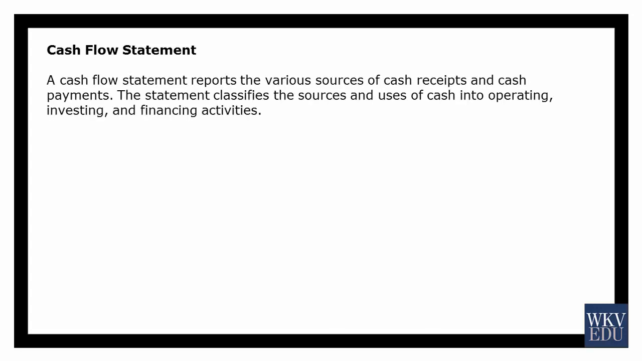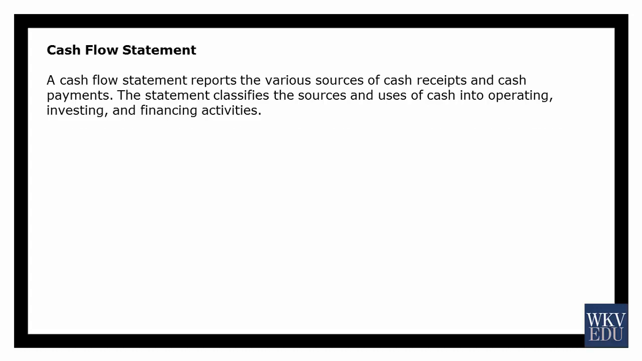Coming to the third financial statement, the cash flow statement. A cash flow statement, as the name suggests, shows all the cash items or all the cash transactions that happen in a company in a particular time period or in a particular financial year. It reports the sources of receipts and cash payments. The statement classifies the sources and uses of cash into operating, investing, and financing activities.